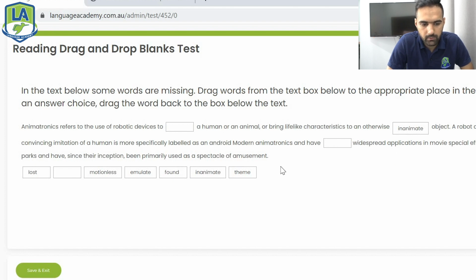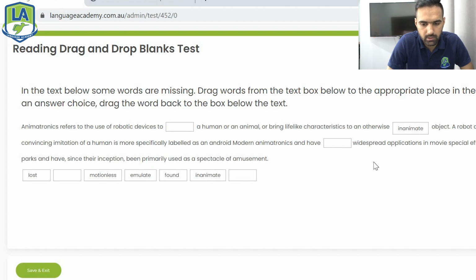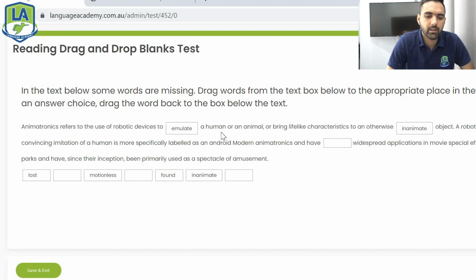A robot designed to be a convincing imitation of a human is more specifically labeled as an android. Modern animatronics have widespread applications in movie special effects and dash parks. Alright, let's leave this one as well. Which parks do you always say? You always say theme parks. This one was easy. We have solved it. Now we're left with two blanks, right? The first one will have a verb, first form. How many verbs do we have? We only have one verb, emulate. That's it. To emulate means to copy, kind of. So they are making a robotic device to copy humans and bringing lifelike characteristics to a motionless object, but you won't really use the word motionless because with object you always use the word inanimate. Inanimate object, not motionless object.